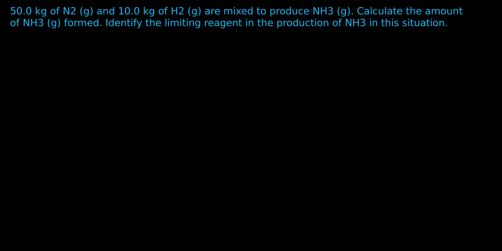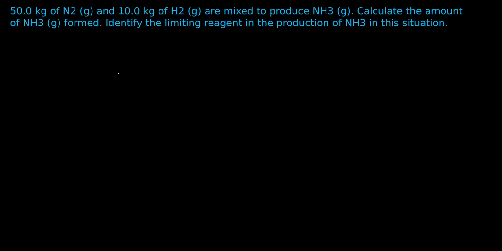Hello students, so today we will learn stoichiometry based questions, calculation based on chemical equations like this. So 50 kg of nitrogen and 10 kg of hydrogen are mixed to produce ammonia. Calculate the amount of ammonia formed and identify the limiting reagent in the production of ammonia in this situation. So how do we solve this kind of problem?